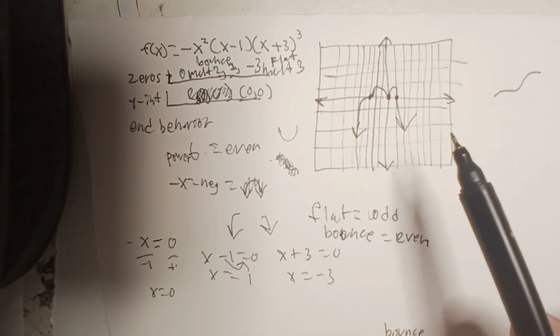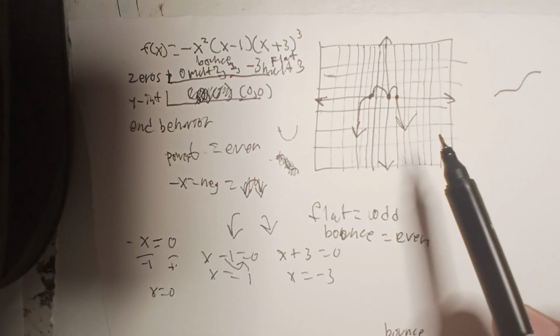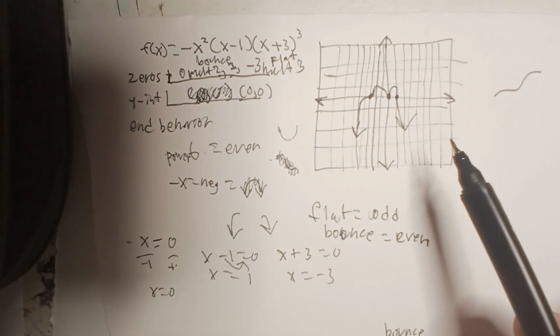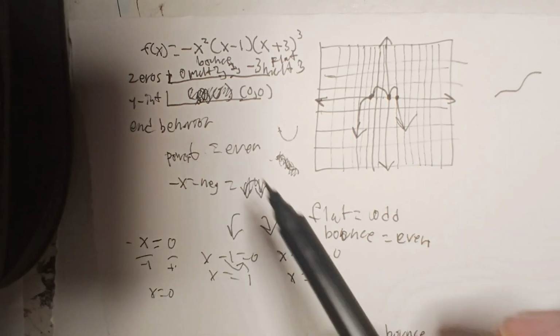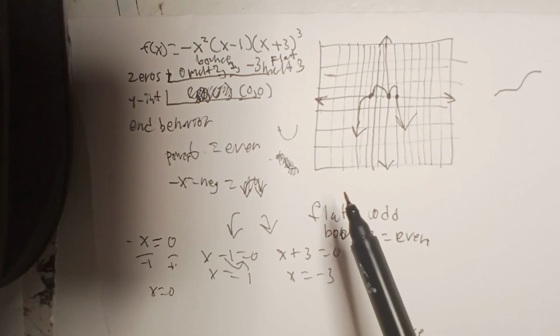So it's a weird looking graph, and it's probably not accurate. Even though my beautifully made graph isn't 100% accurate, it still is a sketch of a function, which is what this looks like. And yeah, that's how you graph it. Thank you.